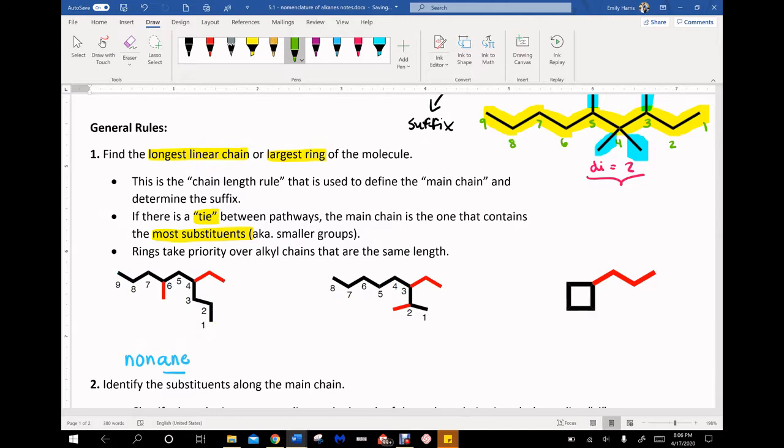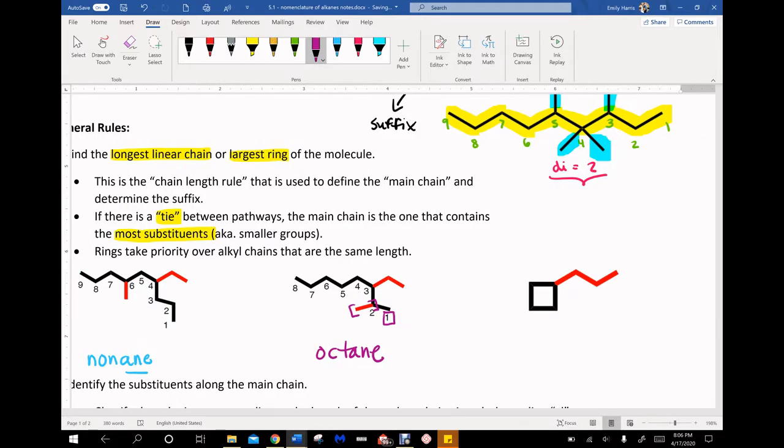Now let's go ahead and try it on the next one. So here, again, you're looking for your longest chain. So if we go this way, 1, 2, 3, 4, 5, 6, 7. However, if we take a turn, 1, 2, 3, 4, 5, 6, 7, 8, that gets us our longest chain. The name for a chain with 8 carbons is octane. Okay. And again, the reason that this carbon is the first carbon is because numbering it that way has less distance between the first carbon and the next substituent or smaller group.